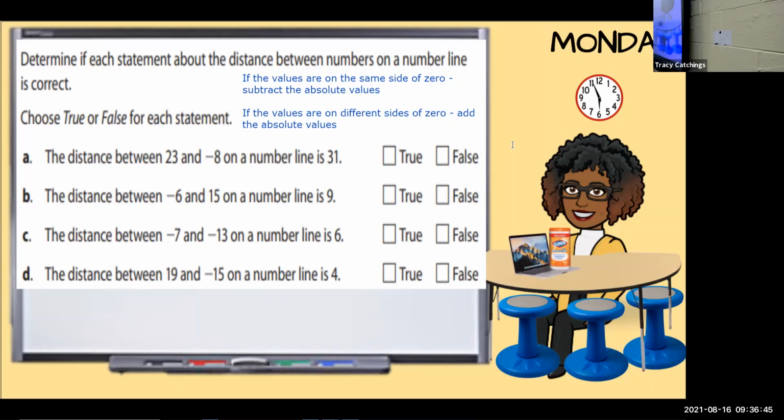So two things: if the values are on the same side of zero, we're going to subtract those absolute values. And if the values are on different sides of zero, we're going to add those absolute values. Once again, what is absolute value? What does it tell you? That was a vocabulary word from last week. Absolute value is how far a number is from zero. So if I put absolute value and you don't know what it is, can you answer that question? Remember, you cannot answer a question if you don't know the vocabulary.